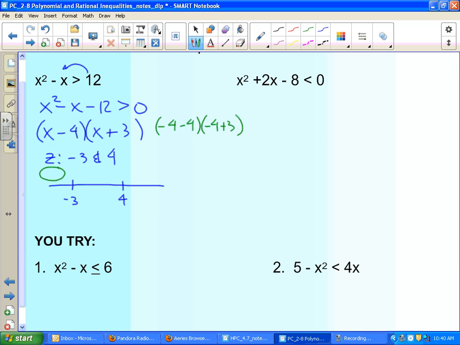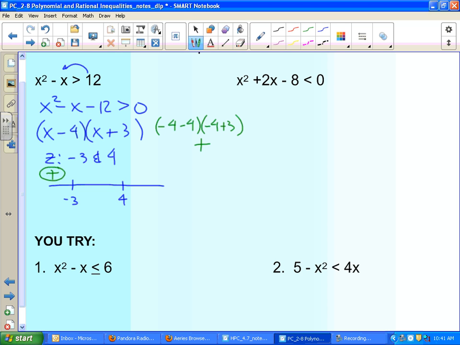How'd you get a positive? Negative 8 times negative 1 is positive 8. This is a positive number. So that means right there are positive solutions. Everything to the left of negative 3 is a positive solution.